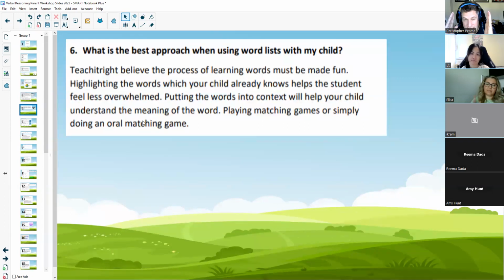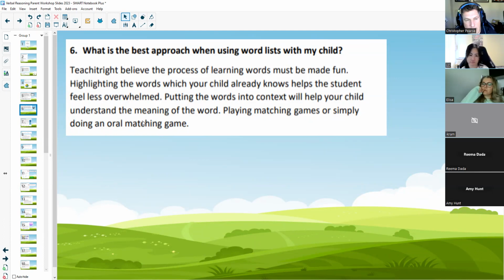When your child is presented with a long list of words, it can be very off-putting. And I know Teacher Right obviously provides you with a little booklet, has lots of words in it. And I think the best way to tackle that is get a highlighter, get your child to go through, highlight the ones they definitely know. And it's really important they know multiple meanings as well. It's all very well knowing one meaning. Do they know all the meanings that that word has?